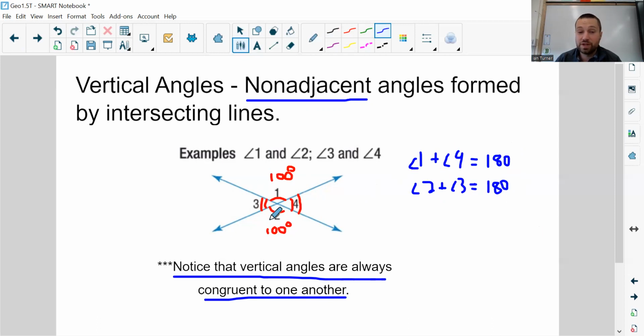vertical angles. So if we have vertical angles, we know we have all these angles that are congruent, right? Angle 1 is congruent to angle 2. Angle 3 is congruent to angle 4. And then we also have all these linear pairs.